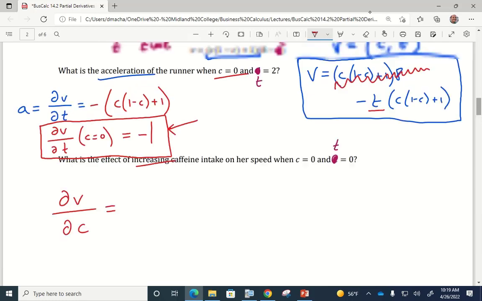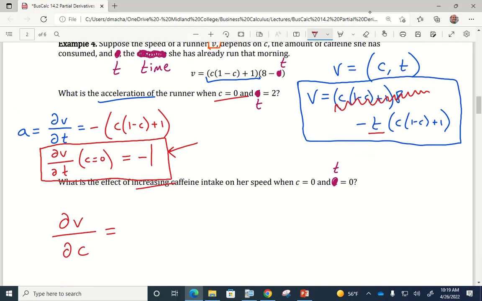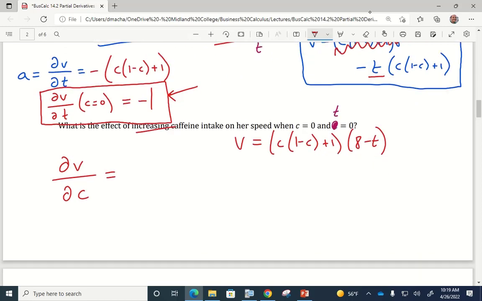And again, going back to this v equation, I'm going to write it out again. c times (1 minus c) plus 1 times (8 minus t). Whenever I'm taking the partial derivative with respect to c, I'm going to pretend that t is a constant. And so this is just going to be some constant multiplier. For this other part of the v equation, I want to go ahead and multiply it out, simplify a little bit.